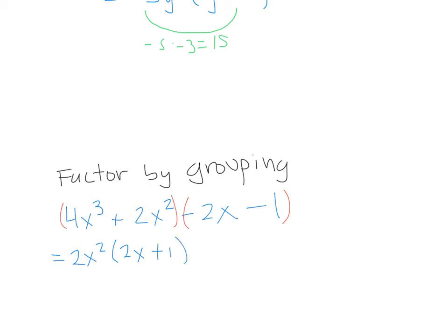Okay, now we look at the second group, the negative 2x minus 1. Well, from the first term and the second term, the only common factor is a negative 1. So we'll bring that out in front. And then what we're left with is a positive 2x. And if we take a negative out of a negative, we're left with a positive again. So we get plus 1.